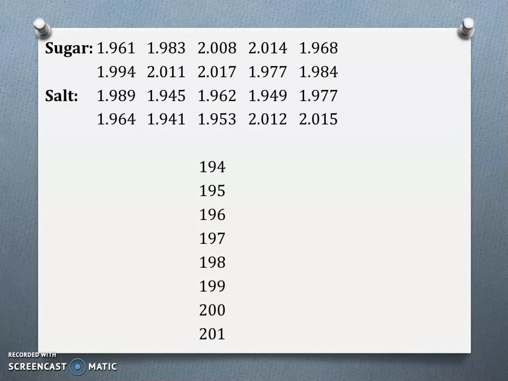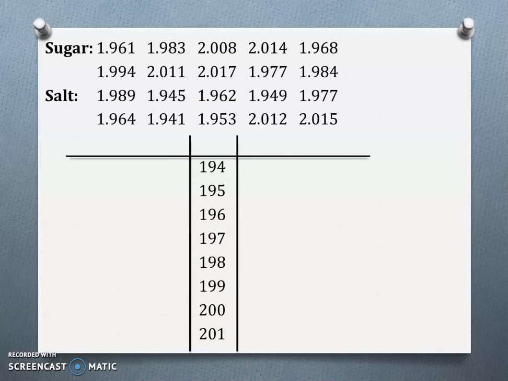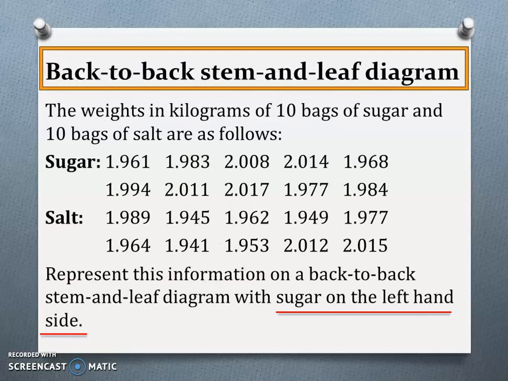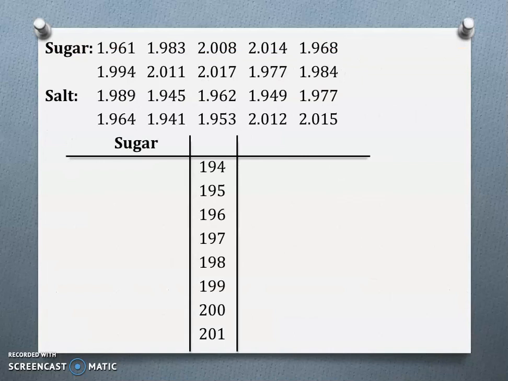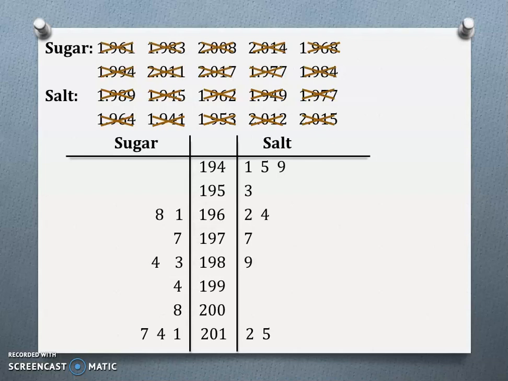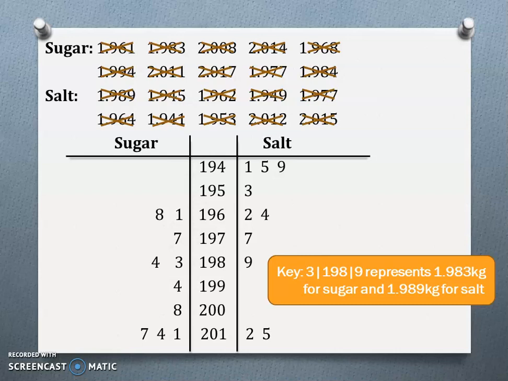Here we have two types of data to represent in the same diagram. Therefore, I'll put vertical lines on both sides of the stem. In the question it is given that sugar should be on the left hand side. Therefore, I will put sugar on the left hand side and obviously salt on the right hand side. Again following the same procedure, we'll put the remaining numbers of the leaf. Be careful while putting data on the left hand side because it should be from right to left. And finally the key which describes both sides of the data.